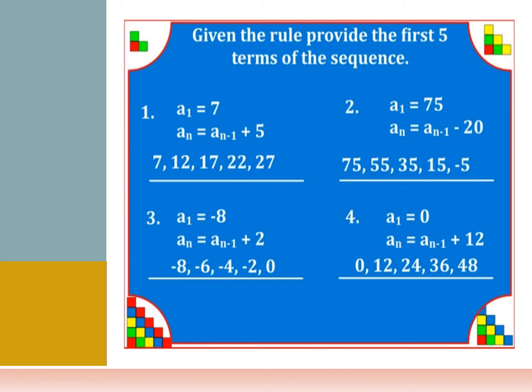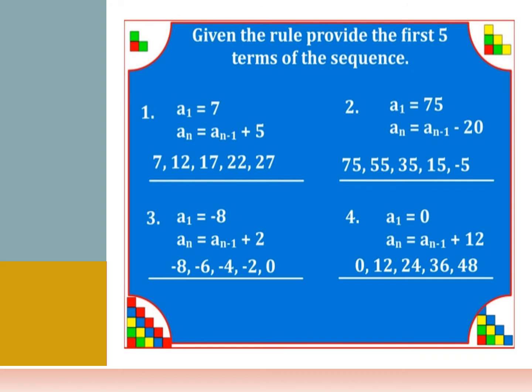For the second one, when we have a1 equals 75 and d is minus 20, so 75 minus 20 is 55, then minus 20 is 35, minus 20 is 15, minus 20 is minus 5. For number 3, a1 is equal to minus 8, starting with minus 8, and we have d equal to 2. So minus 8 plus 2 is minus 6, plus 2 is minus 4, plus 2 is minus 2, plus 2 is equal to 0.